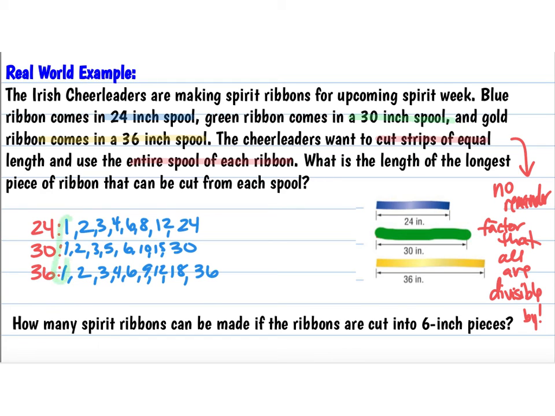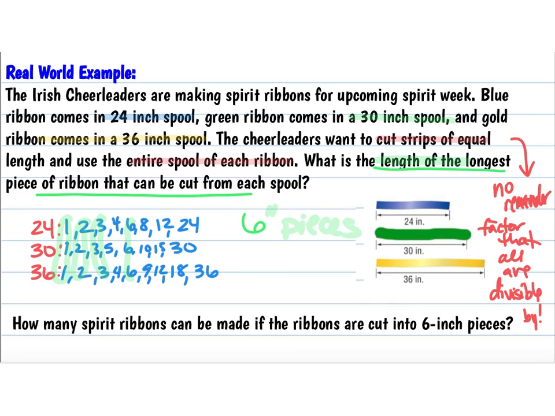factors. They obviously all share 1. They share 2. They seem to share 3. Not 4. They share 6. And that looks like it. So that looks like our greatest common factor here is 6. So what that means is that is the length of the longest piece of ribbon that can be cut from each spool. So to name that correctly, based on the question, what's the length of the longest piece, we would say that is 6-inch pieces.